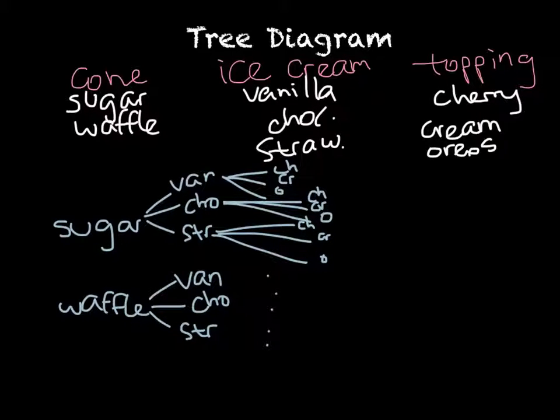So that you can look at each of these branches and see the type of ice cream that you're going to have. And then, if you want to know the total number of ways you can make an ice cream, just count the number of branches back here.